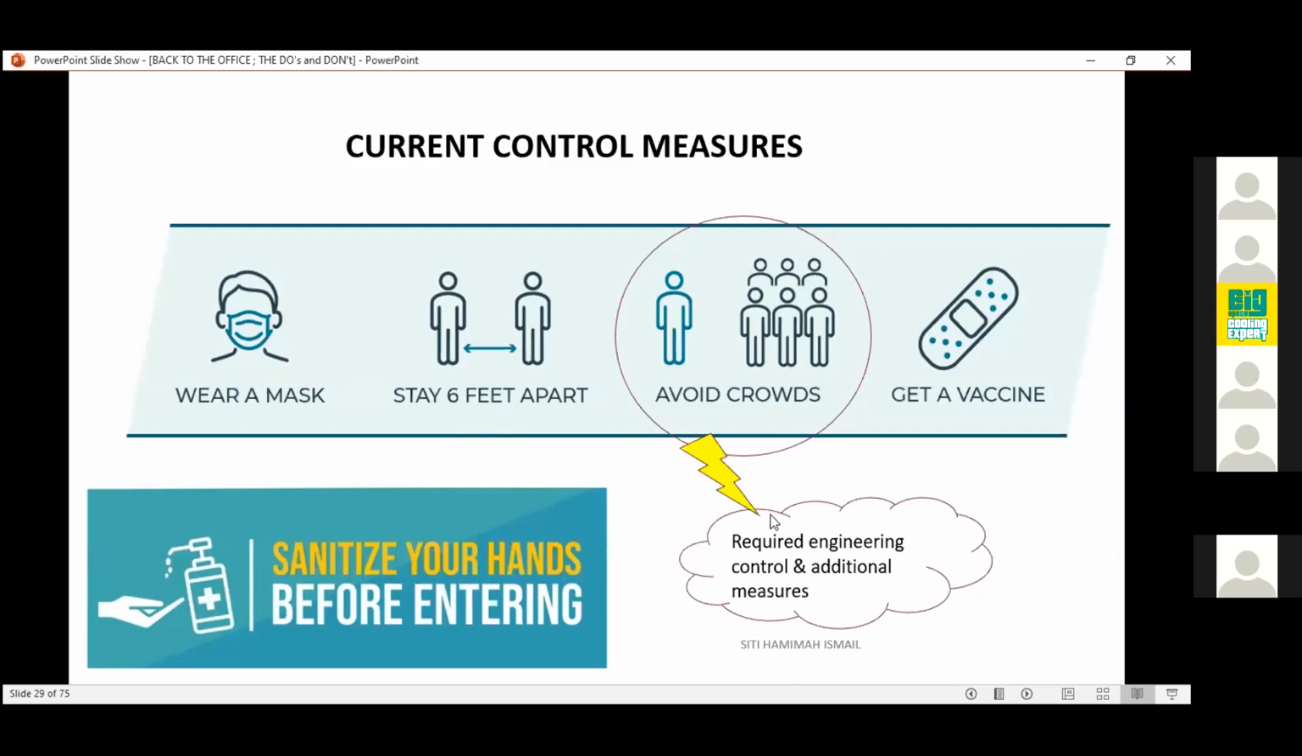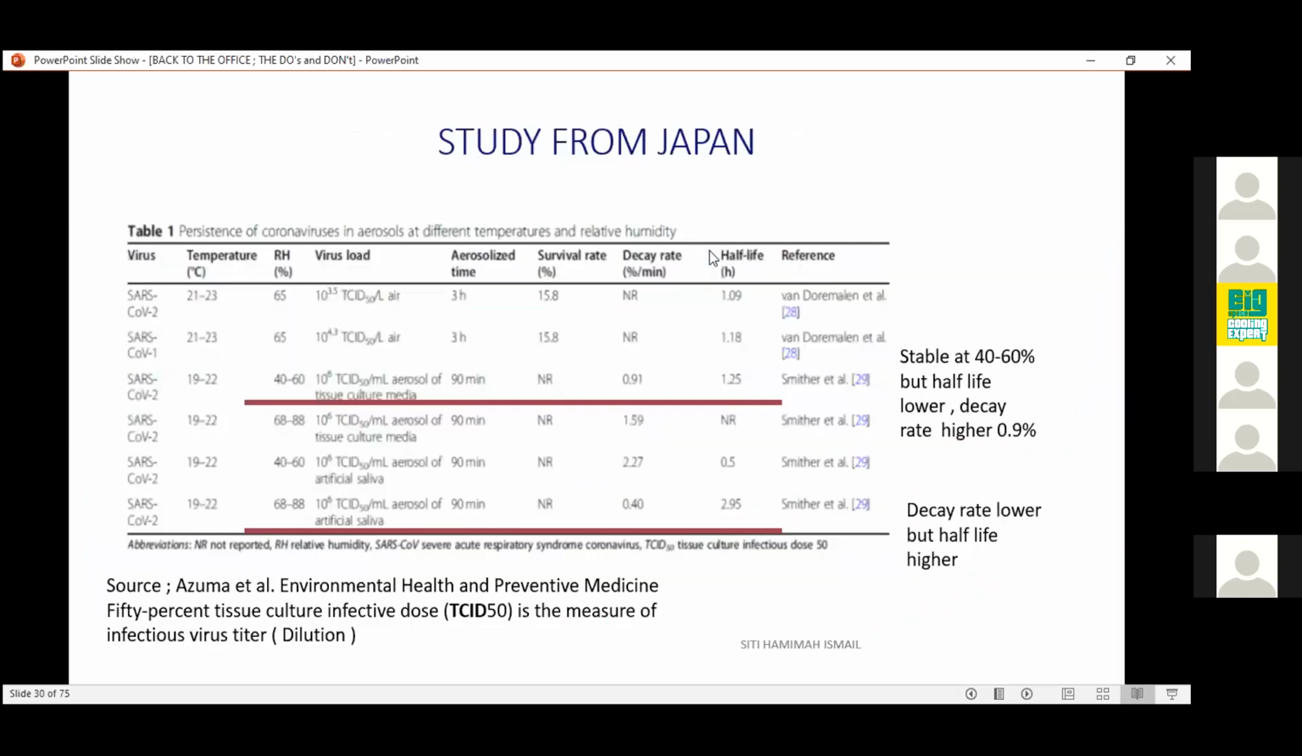Kenapa? Yang ini bahaya sikit sebab apa? For a building owner, for facilities management, so kita kena ada additional control measures for the engineering control and get vaccination. Okay, kalau you tengok wear a mask, stay 6 feet apart dengan get vaccine ni, semua ni individual punya responsibility. Avoid crowds ni, dia ada intervene daripada third party. So yang ini yang sebenarnya kita kena look into.